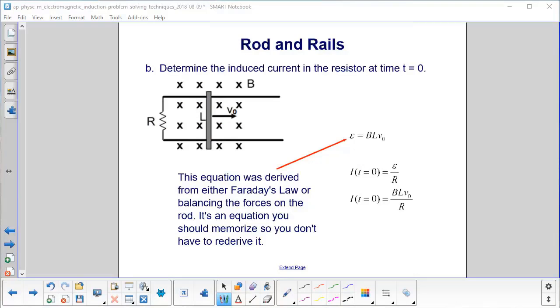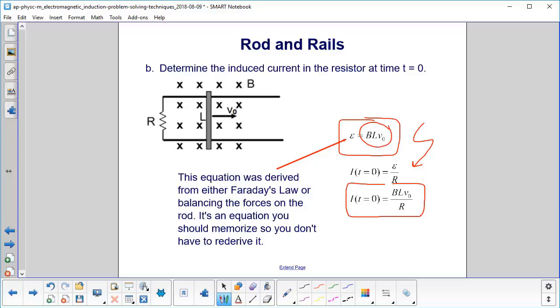Determine the induced current in the resistor at time t equals 0. This is a handy equation to memorize, okay? It was derived from either Faraday's law or balancing the forces on the rod. It's an equation you should memorize so you don't have to rederive it. But go ahead and look back in the notebook presentation to see the derivation because it's kind of cool. So the current, once you start pushing, is going to be EMF over R. Here's EMF. Make sure you put in V0 there. And this is going to be your current the moment you start pushing the rod.